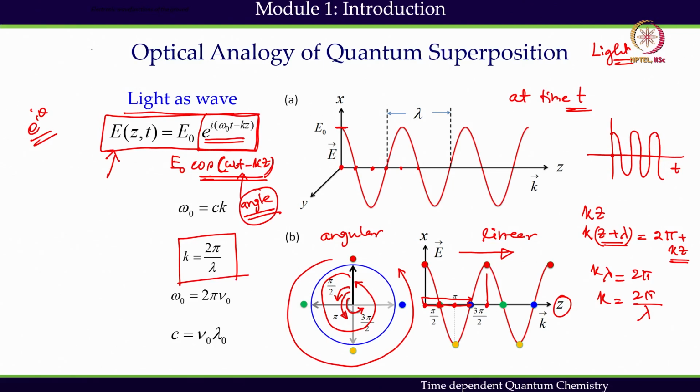And as I mentioned before, this part, omega naught t minus kz, is called the phase of the electric field, and that is very important. Phase is a very important physical quantity. It's important because if you think about this phase, represented by the red color, we see that this red color is repeating after a certain distance, again and again, which means that, let's say I am in a space, and light is propagating through the medium.